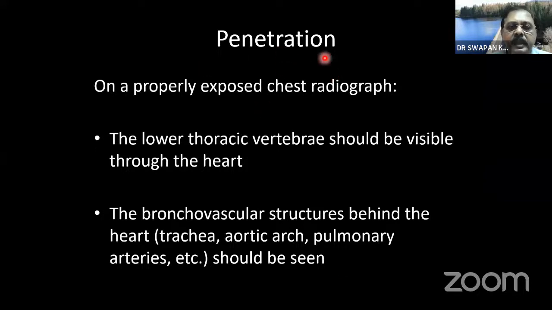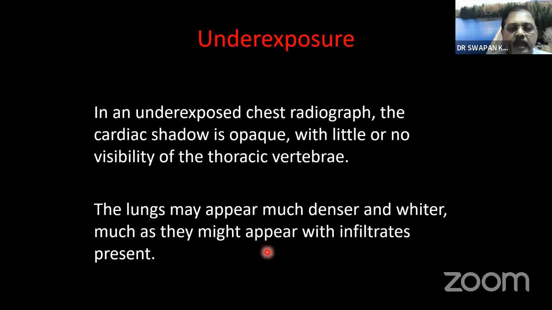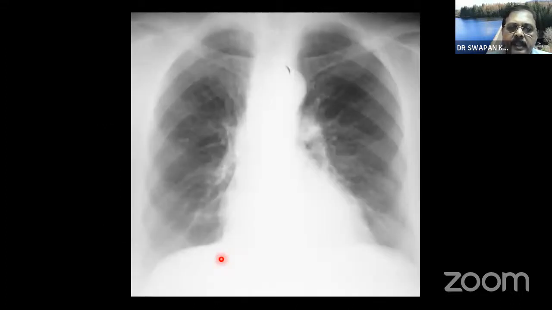So penetration, whether it is overexposed or underexposed. I have already told you that within the cardiac silhouette, we must see the thoracic vertebra and the pedicles, and you can see the bronchovascular markings. In an underexposed film, fewer X-rays are traversing through the cardiac silhouette to the back. So what will happen? The lungs will appear much denser or more opaque, and it may confuse you into thinking there must be some infiltrates, and you can consider it as pneumonia.